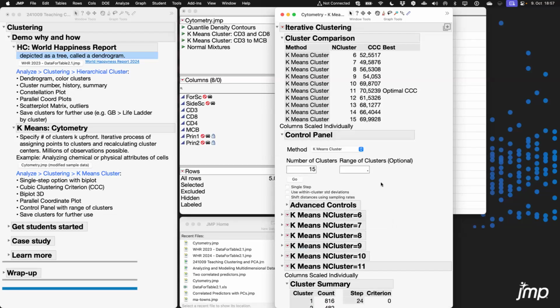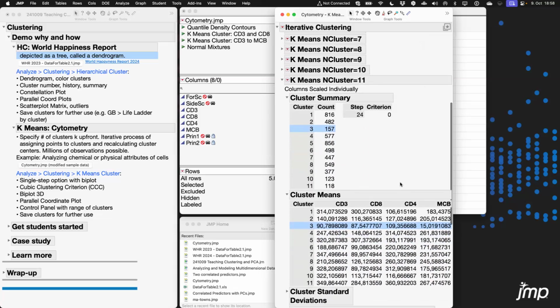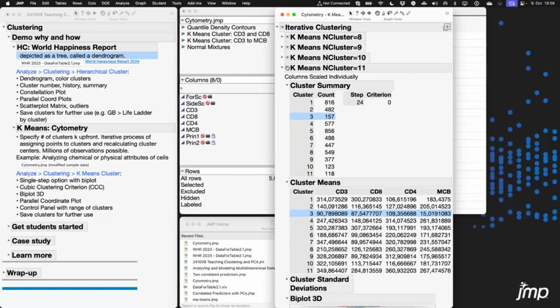You start by setting up a control panel, and here we said let's check 6 to 15 clusters, because for k-means we have to set up the number of clusters in advance. We were not sure what's the best one, and 11 seems to be the winner. So the comparison tells us the optimum is 11 clusters. The CCC, that's the cubic clustering criterion, is maximum with 11 clusters. Then we can go down here and see the information for this output.